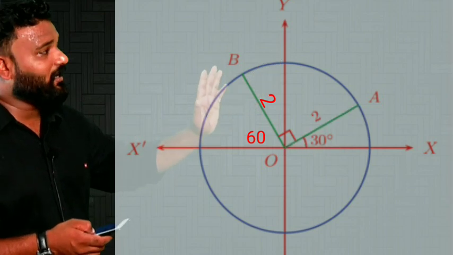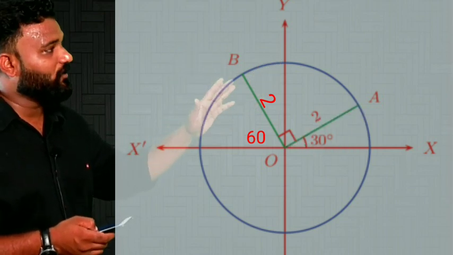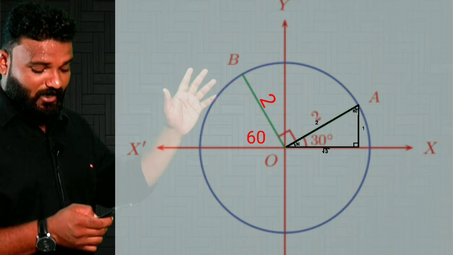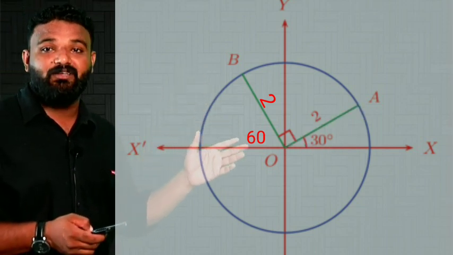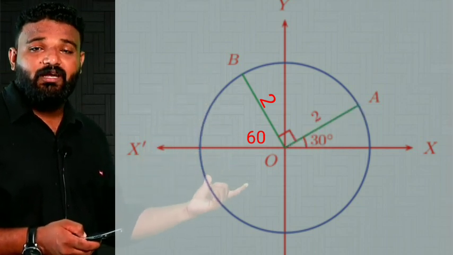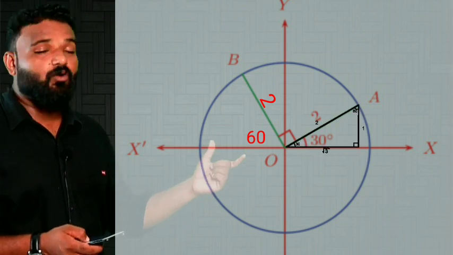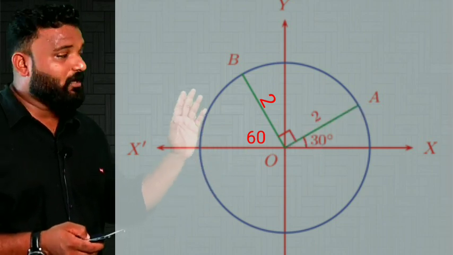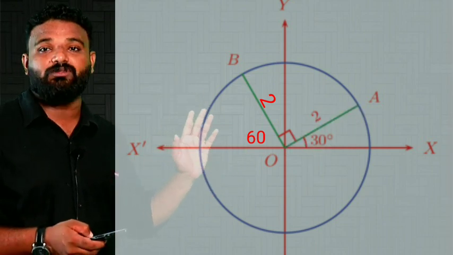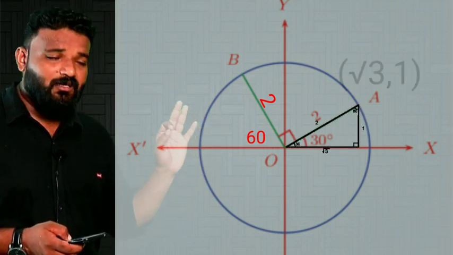Now you can simply calculate, you can simply find out the coordinates of the point A. What will be the coordinates of the point A? Here, the x coordinate is equal to √3 and the y coordinate is equal to 1. So you can represent the point A as √3, 1. Am I right, student? Yes.